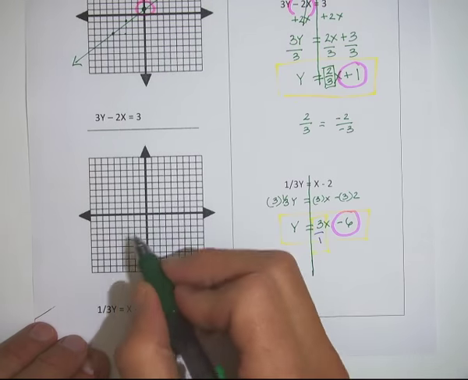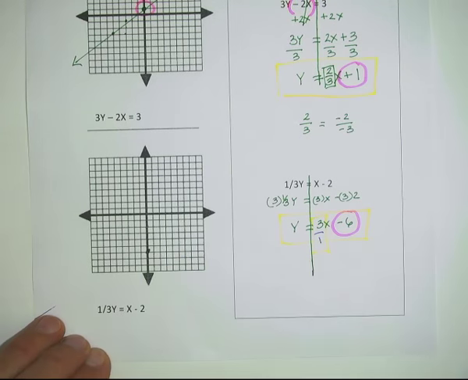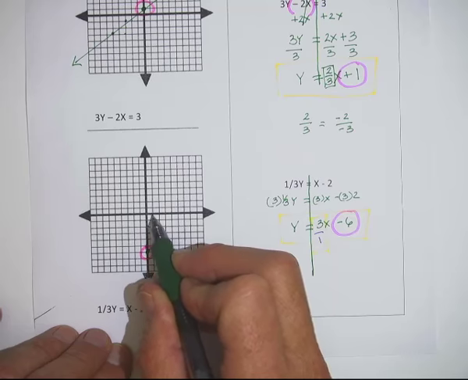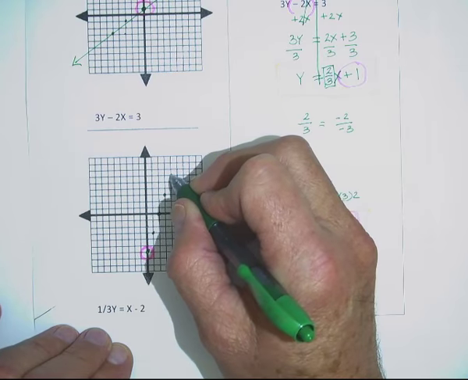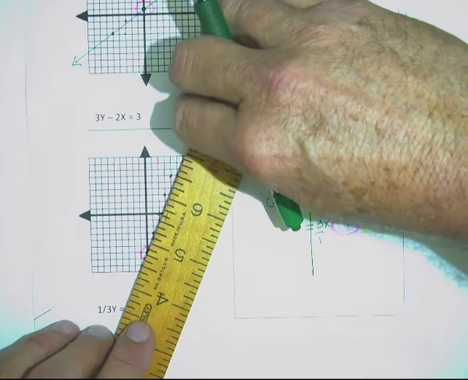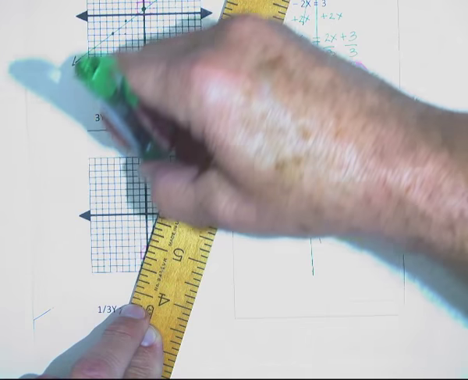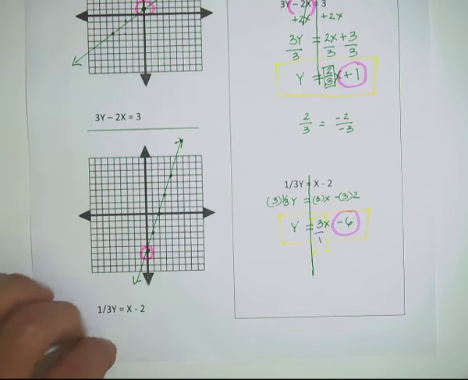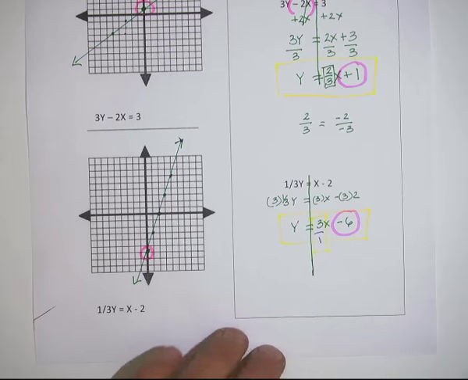So we can plot this, -6. 1, 2, 3, 4, 5, 6. That's -6 right there. That's our y-intercept. And our slope is 3 over 1. So we're going to come up 3, over 1. Up 3, over 1. And there are our points to plot our line. And there is the line that represents the equation 1/3 y equals x minus 2, or in its slope-intercept form, y equals 3x minus 6.